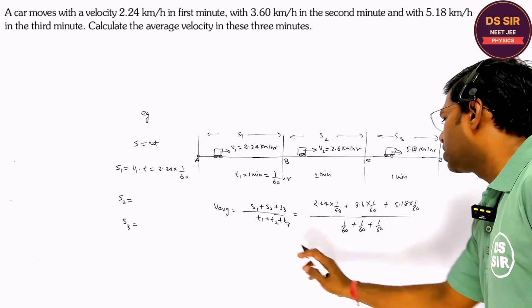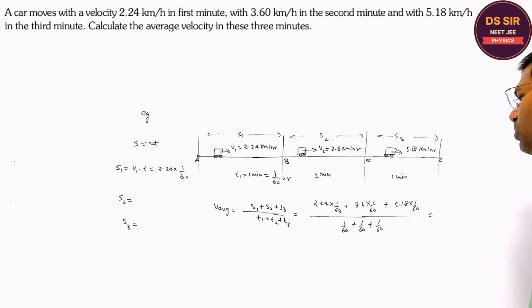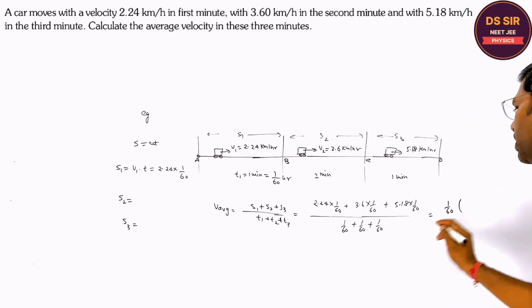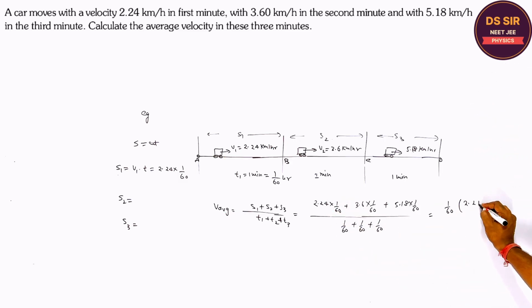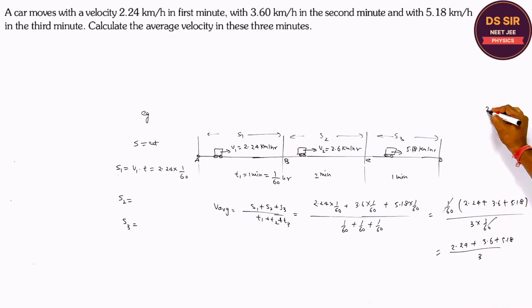So the average velocity will be in kilometer per hour. How would you calculate this? If you take 1 by 60 common, then 2.24 plus 3.6 plus 5.18, and the total time is 3 into 1 by 60. It cancels out, so the speed will be 2.24 plus 3.6 plus 5.18 divided by 3.